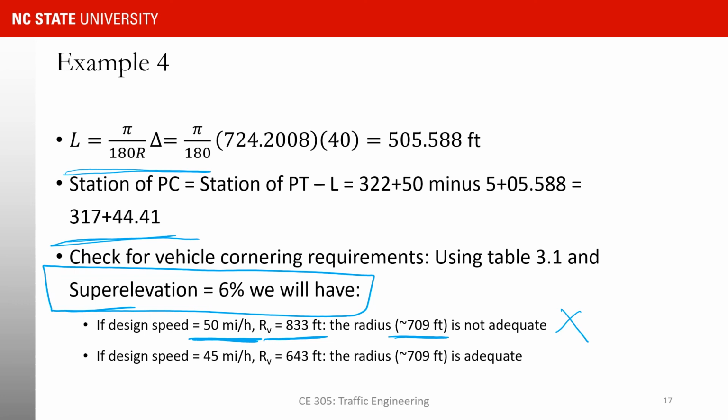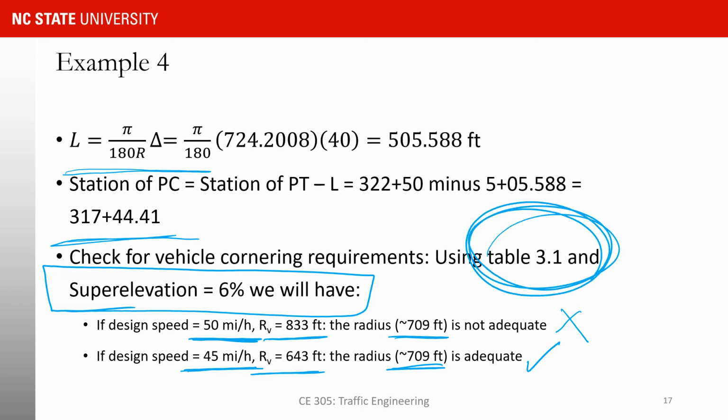Let's try 45. If you go at 45 miles per hour, the R sub V that is required is 643 feet. How much do we have? We have 709. So that is adequate. So from vehicle cornering capabilities, we can go at most up to 45 miles per hour. And remember, these numbers are coming from table 3.1. So let's save 45 miles per hour in our memory.